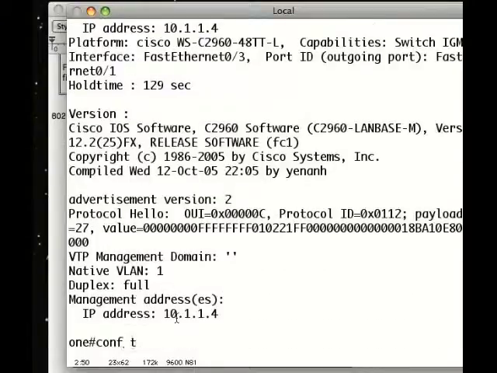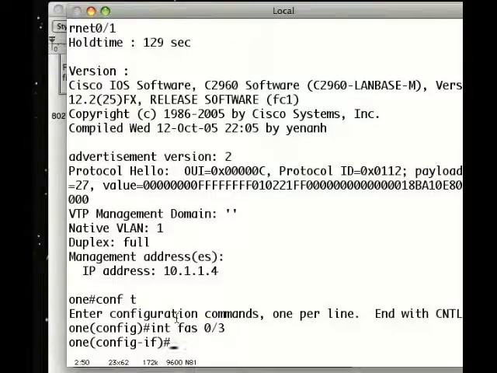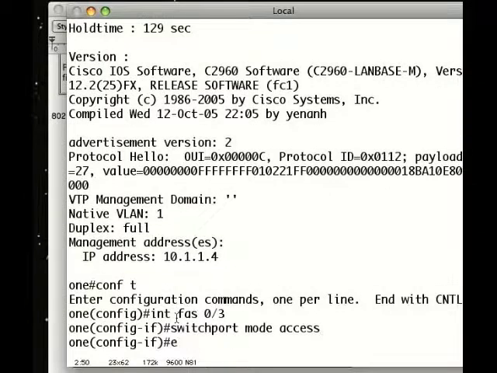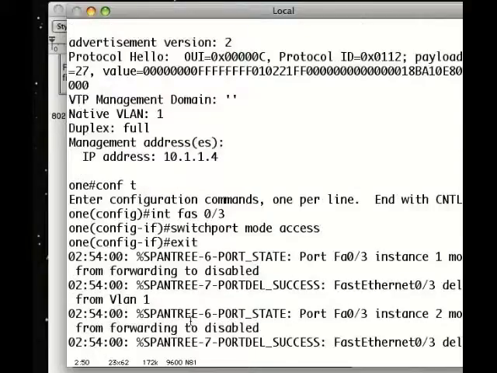Now let me conf int fast 0/3. Let's go switchport mode access. So what I did there when I did switchport mode access is I changed this. The switchport mode can be access or auto or desirable or trunk. And access means it's not a trunk, it will just be an access port on VLAN 1.